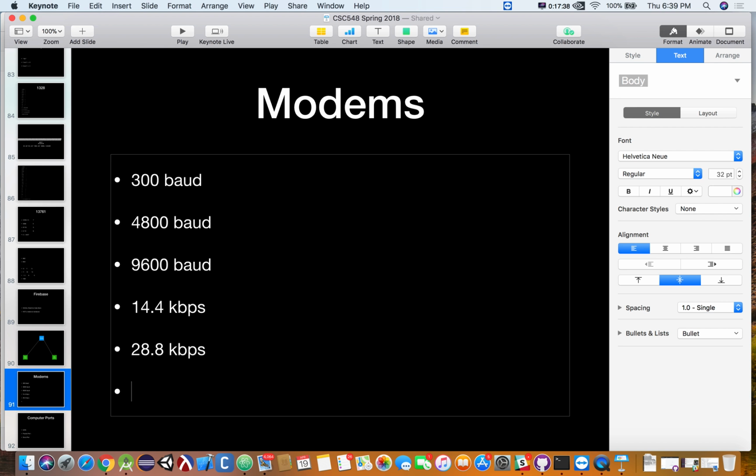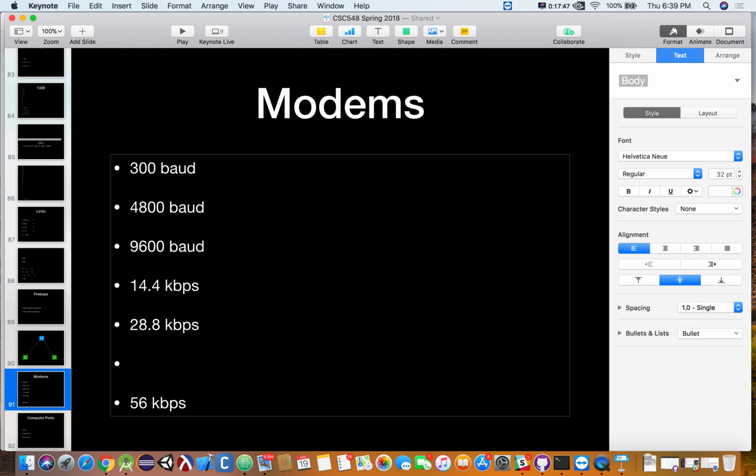Anybody know what came after that? The next one, well, 2 later would be 56 kilobits per second. What came in the middle here? Some of you at least had dial-up during your lifetime, right? At some point in your life, you've had dial-up, correct?